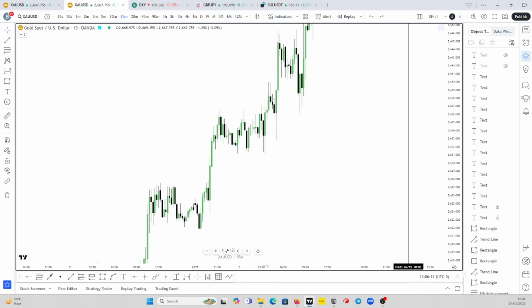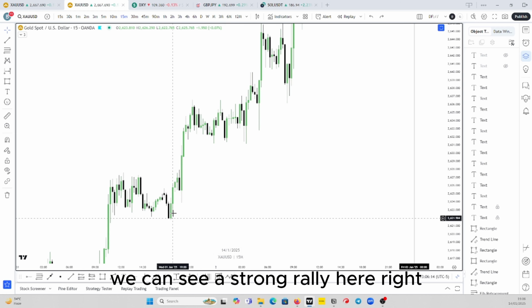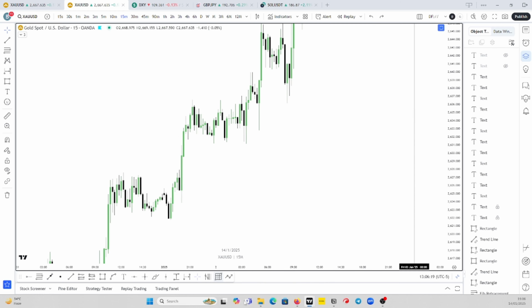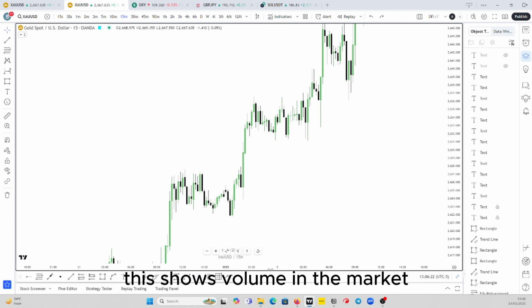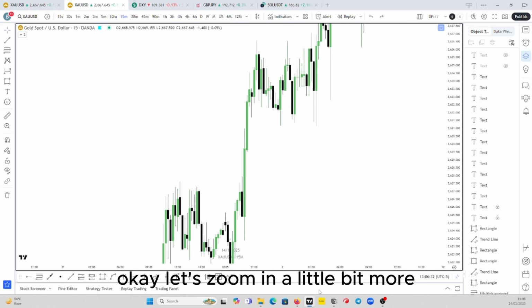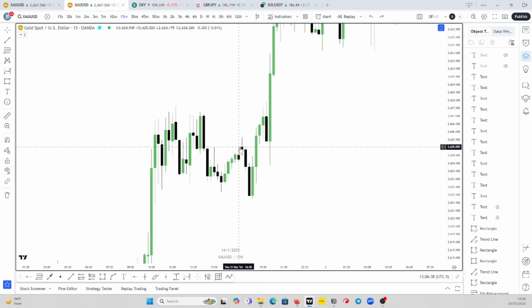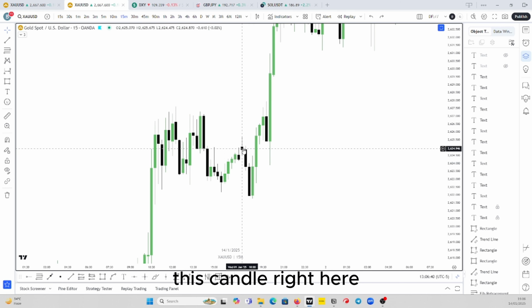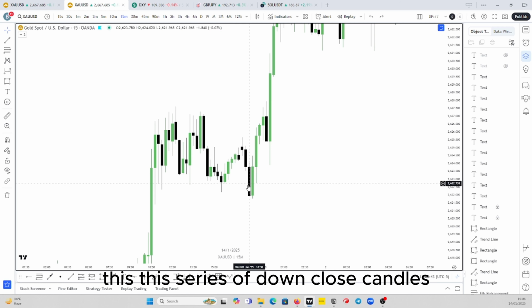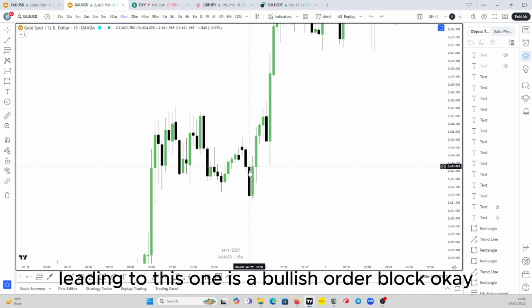So we can see a strong rally here, right? Strong bullish rally. This shows volume in the market, but how would you have engaged this price action if you were looking to buy before this run? Okay, let's zoom in a little bit more. This candle right here, this series of down close candles leading to this one, is a bullish order block.